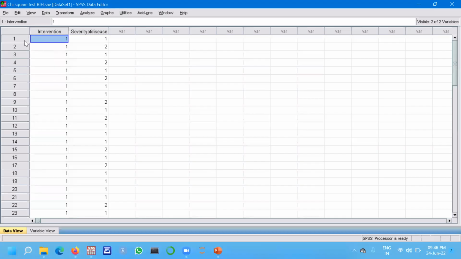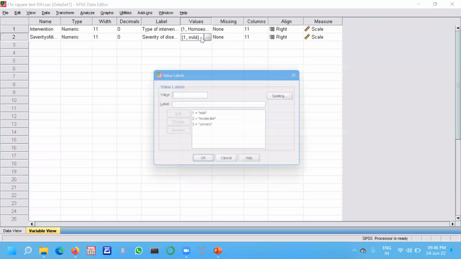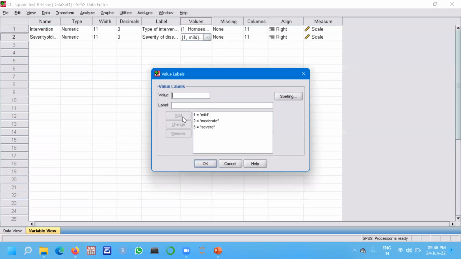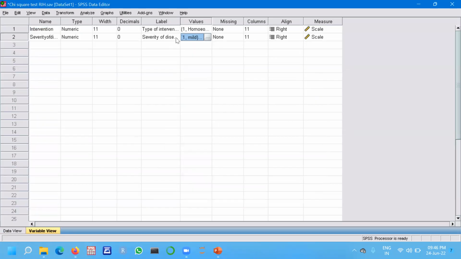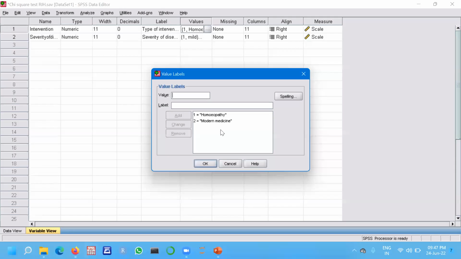So in this data set, intervention 1, then severity of disease. Intervention 1, there are 1 and 2. Severity of disease 1, 2, 3, only 3 are there. Okay, let us see the variable view. Severity of disease: 1 mild, 2 moderate, 3 severe. Then type of interventions: one homeopathy, two modern medicine.